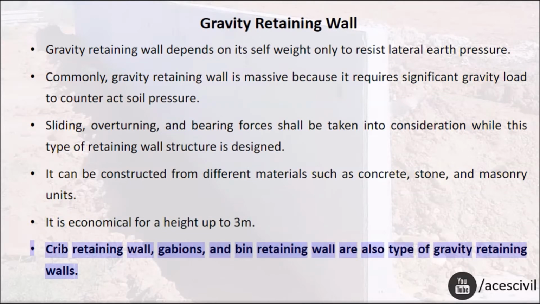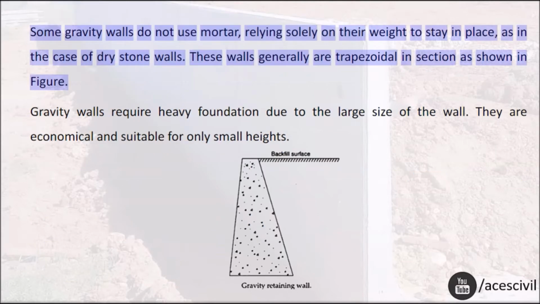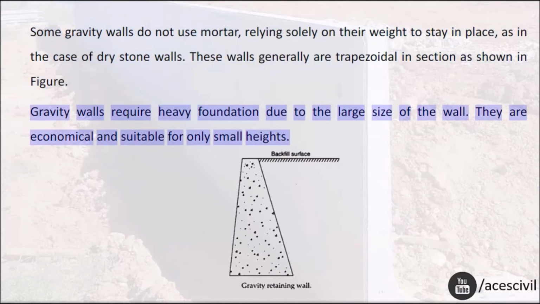Crib retaining wall, gabions, and bin retaining wall are also types of gravity retaining walls. Some gravity walls do not use mortar, relying solely on their weight to stay in place, as in the case of dry stone walls. These walls generally are trapezoidal in section as shown in figure. Gravity walls require heavy foundation due to the large size of the wall. They are economical and suitable for only small heights.